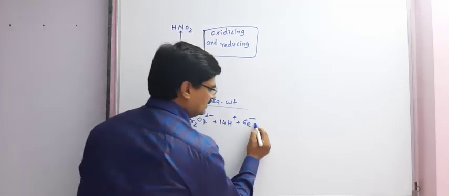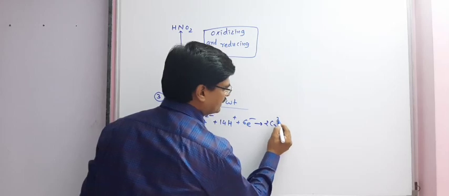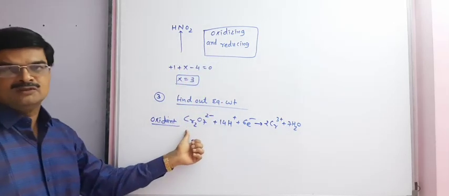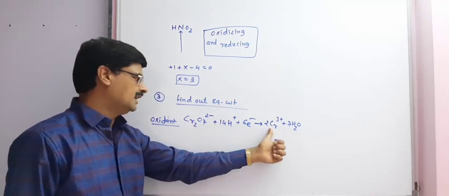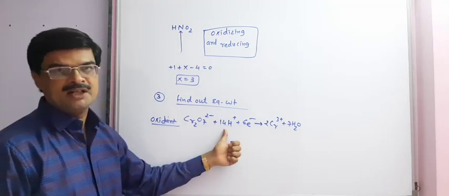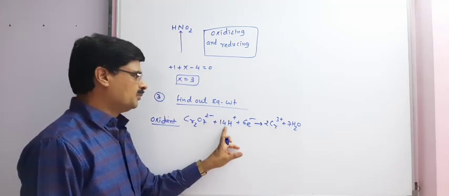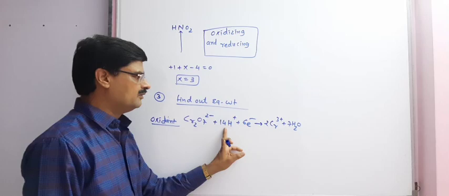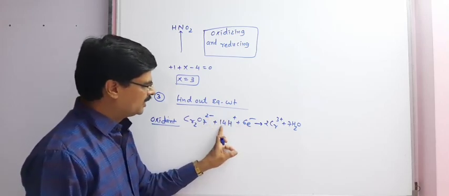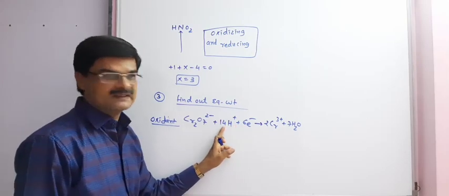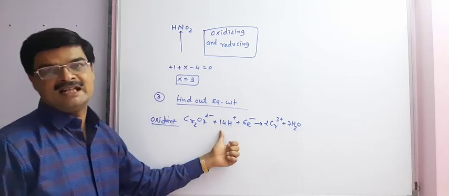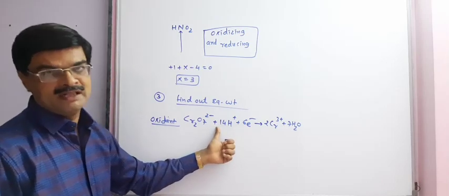acidic medium, will give 2Cr3 plus and 7H2O. Let us check the balance on both the sides. Cr2, 2Cr, 7 oxygen, 7 2s are 14 hydrogen, and charges 14 plus and minus 8. 14 minus 8 will be 6. Here also 2 3s are 6. So charges as well as atoms, it is balanced in all manners.